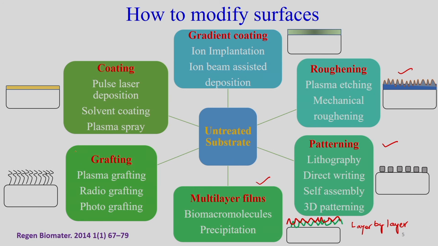Also, we can go for grafting, if we want to graft a functional group onto the surface. It can be done by plasma grafting, radiation grafting and photo grafting. Then simple coating: pulsed laser deposition, solvent coating or plasma spray are simple coatings. In fact, we can also go for gradient coating, which includes ion implantation and ion beam assisted deposition. So, these are a few summarized methods to design or to get the modified surfaces.